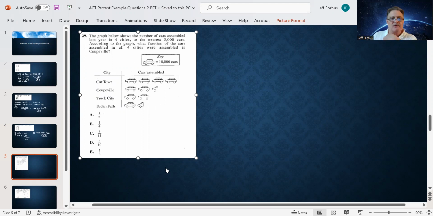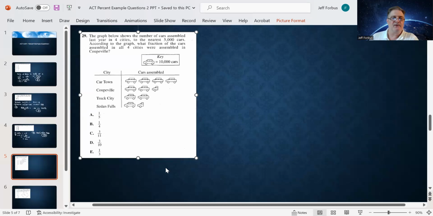The graph below shows the number of cars assembled last year in 4 cities to the nearest 5,000 cars. According to the graph, what fraction of the cars assembled in all 4 cities were assembled in Coupeville? All right. So the first thing you might want to do is just total all the cars in each city.